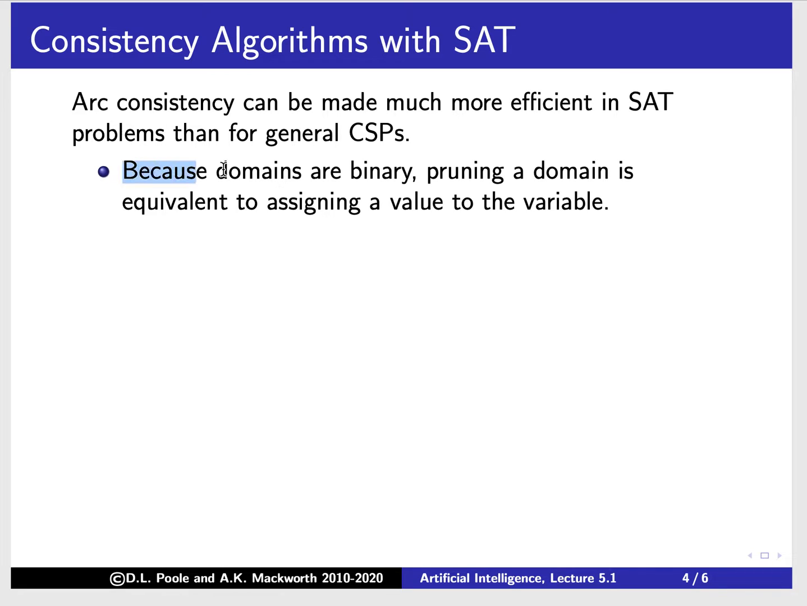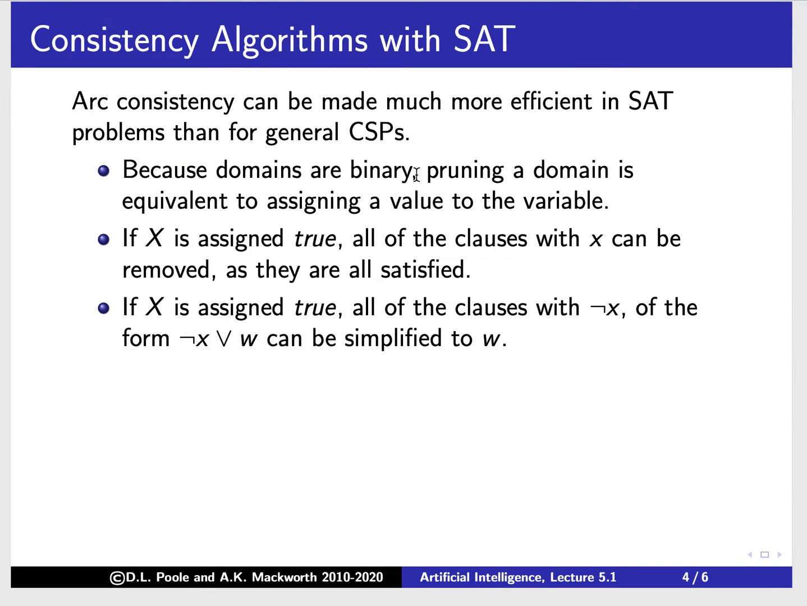Okay. Because the domains are binary, pruning a domain is equivalent to assigning a value to the variable. So when we prune a domain, instead of having to revisit all these ones, we've assigned the value of the variable. That's what we're going to think about: assigning a value to a variable, and that's going to happen when we prune a domain in arc consistency. Now, if x is assigned to be true, so we've removed x as false, all the clauses with x in it can be removed. They're all satisfied, right?